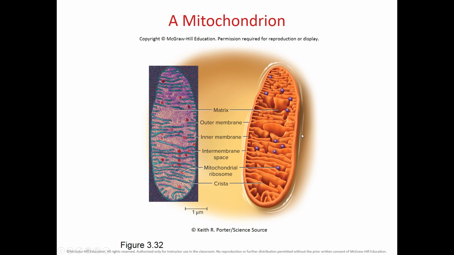So it has the double membrane, the outer membrane and the inner membrane. The inner membrane folds in, forming cristae. And then you have ribosomes in here, you have DNA, and you have enzymes that help to form ATP.